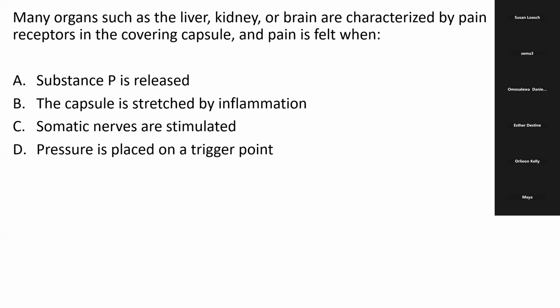Many organs, such as the liver, kidney, or brain, are characterized by pain receptors in the covering capsule, and pain is felt when? B, when the capsule is stretched.